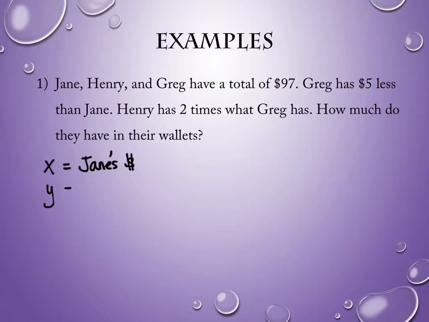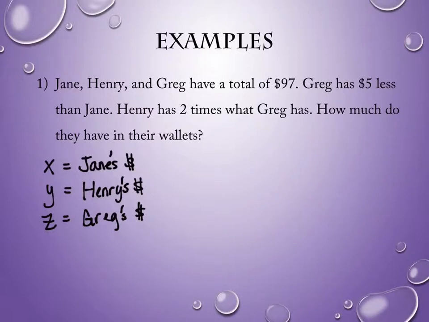I'm just going to go in order the way that they were given to me. Henry was who I was given next. So y would be Henry's money. And then z I'm going to let be Greg's money. All right, if you don't identify what x, y, and z are, then your equations aren't going to have context for you to be able to answer the questions at the end. Okay, so make sure you identify which letter corresponds to what quantity.